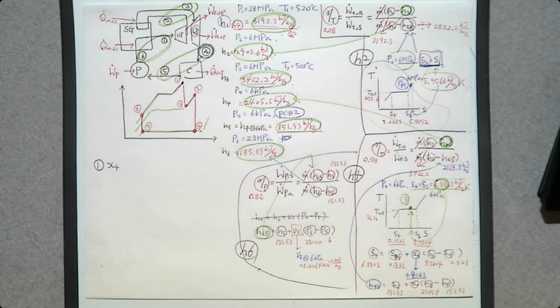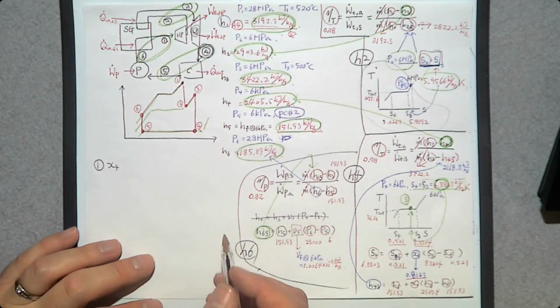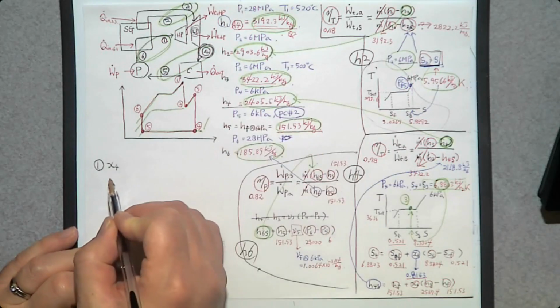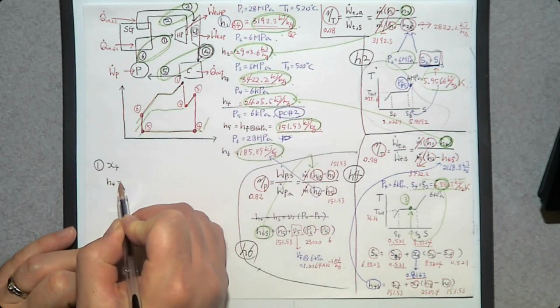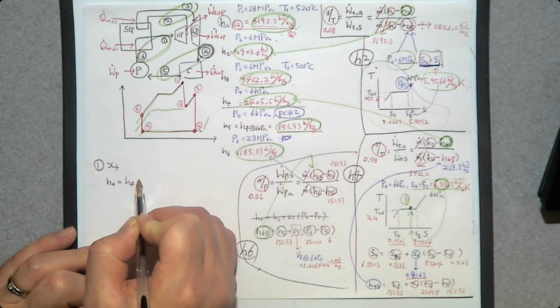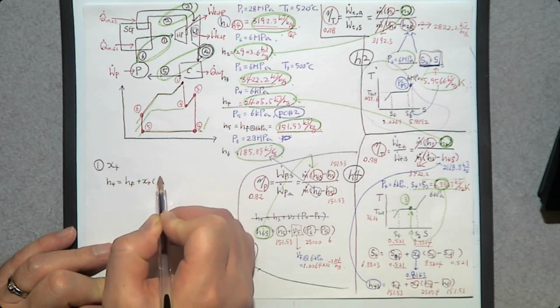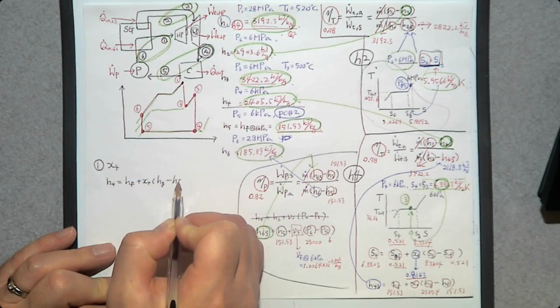Then you may have a question. Didn't we find X4 already? Not really, because this X4 is for an isentropic turbine. This one is an actual turbine. So you need to recalculate that X. Then how do you determine this X? Now we have H value. This H4 is going to be Hf plus quality X4 times Hg minus Hf.